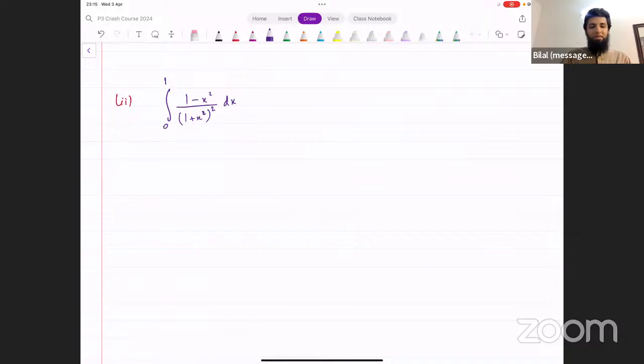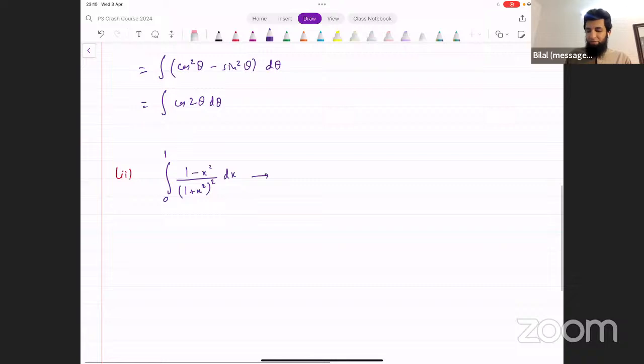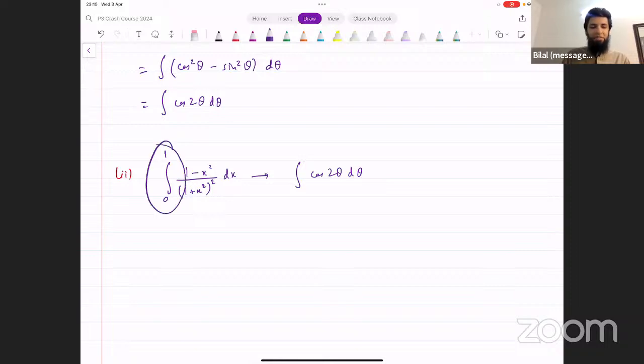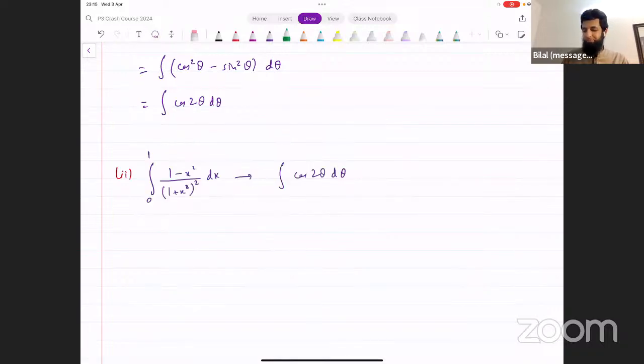Now remember, the limits here are supposed to be values of x. Once we convert it to the integral of cos of 2 theta, the variable that we've got here is theta now. So these x values also need to be converted to corresponding theta values. This is something that you always have to do when you use substitution and you have an integration with limits. You have to change the limits as well.